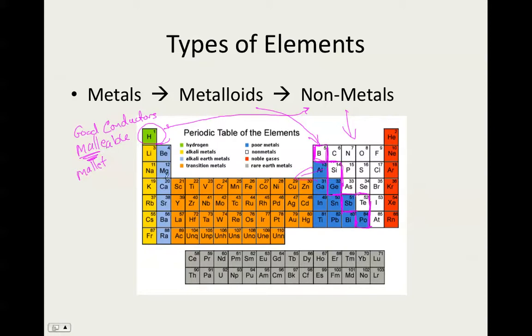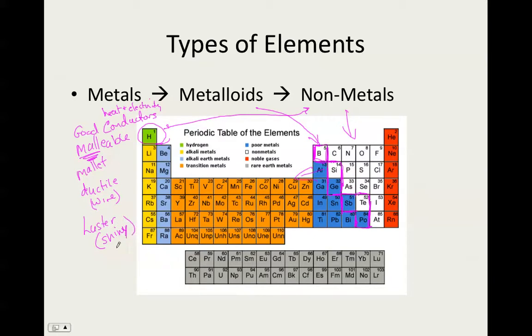They're also ductile, which means they can be pulled into wire. So you'll see metals used in wiring. And remember, because they're good conductors of heat and electricity, they can be used in wiring for homes and things like that. Metals also have what we call luster, which means they're shiny.